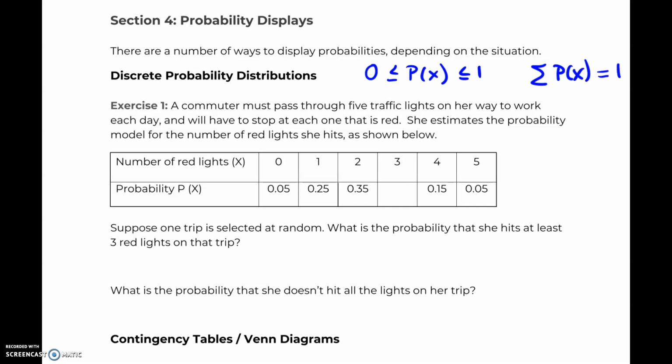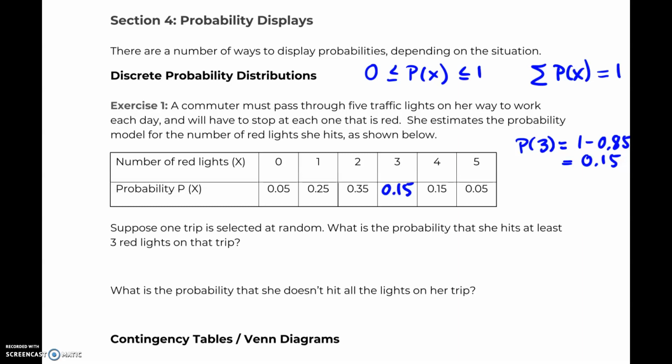So that means the probability of 3 is equal to 1 minus 0.85, which is 0.15. So simply adding up all these probabilities and making sure that they're adding up to 1. So that's the first part over here.